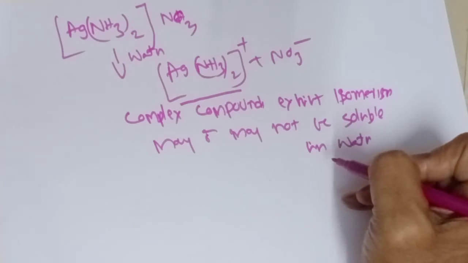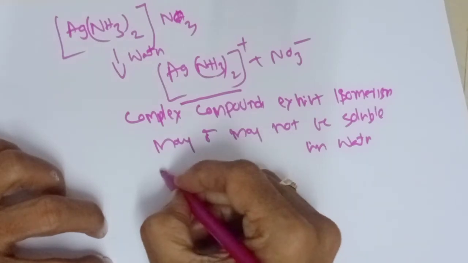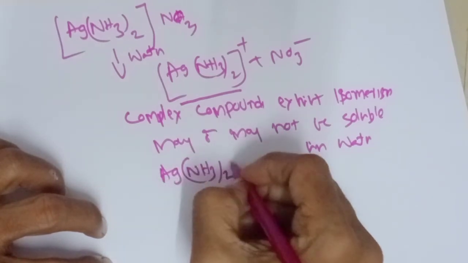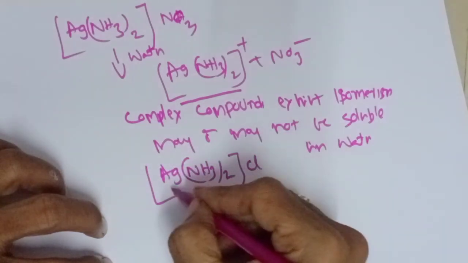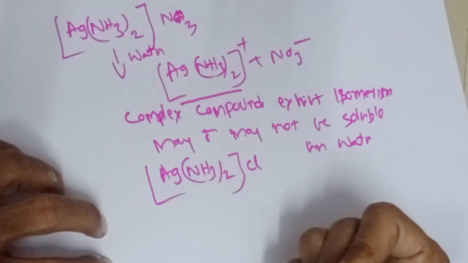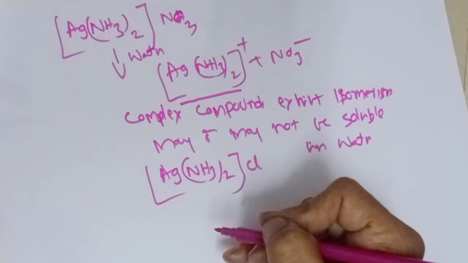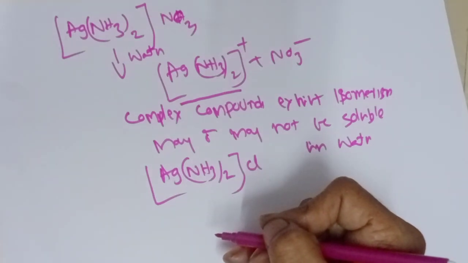Many examples are there. At the same time, another example: [Ag(NH3)2]Cl, diamminesilver chloride. This is also one of the examples of complex. So this is the difference between complex and double salt. So please note it.